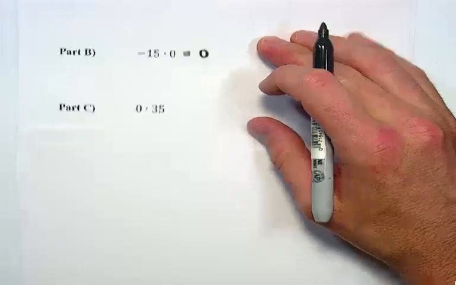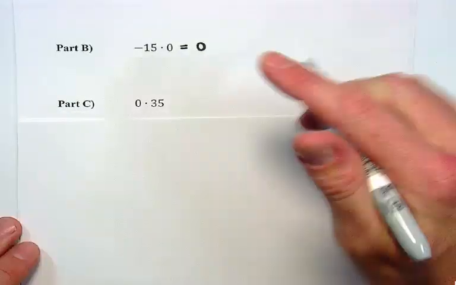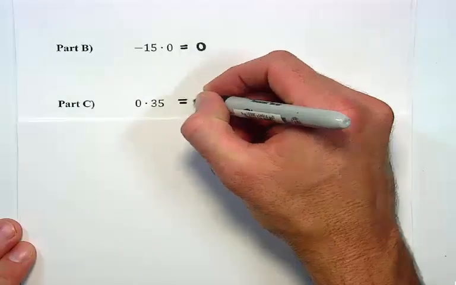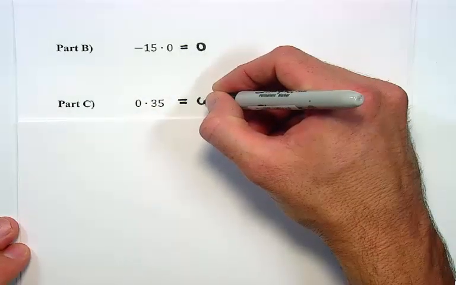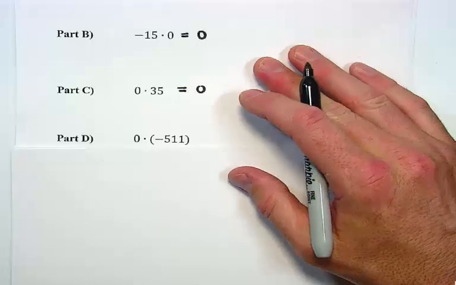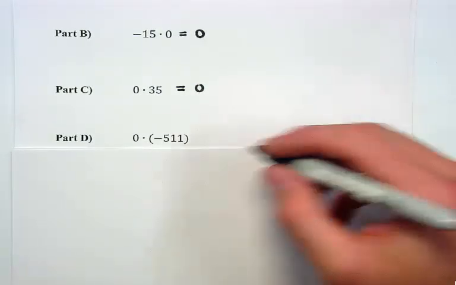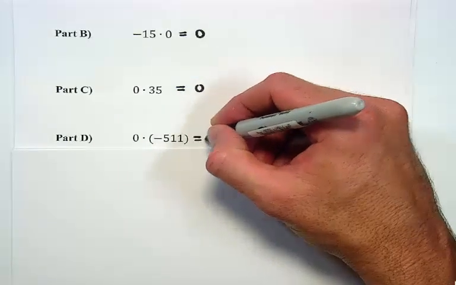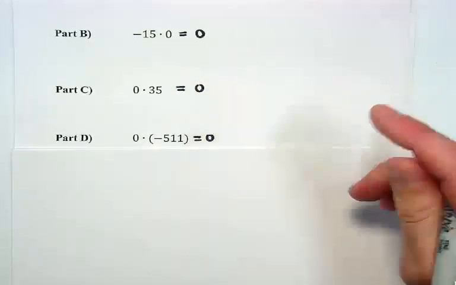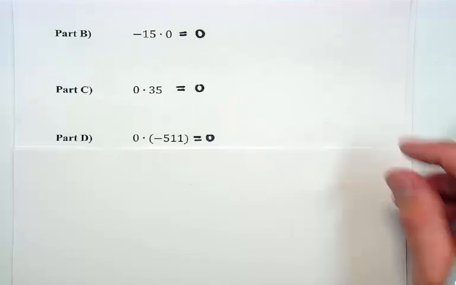Next problem we're going to take a look at is 0 times 35. Well, there's a pattern here. Every single time we multiply by 0, we get 0 out. We keep going. What about 0 times negative 511? Gotta be 0 because every time we multiply by 0, we get 0. Let's do something a little bit more exotic.